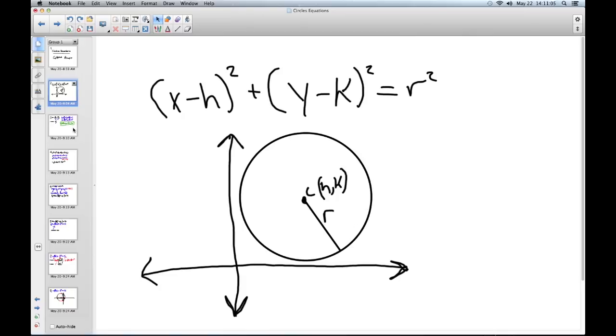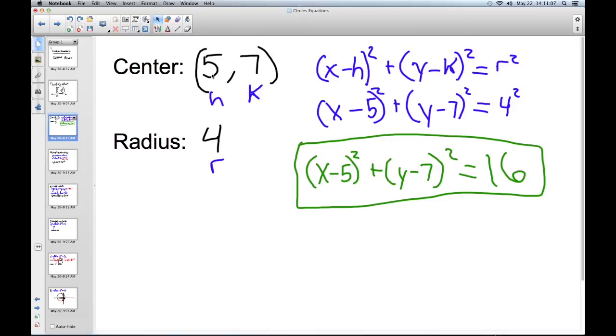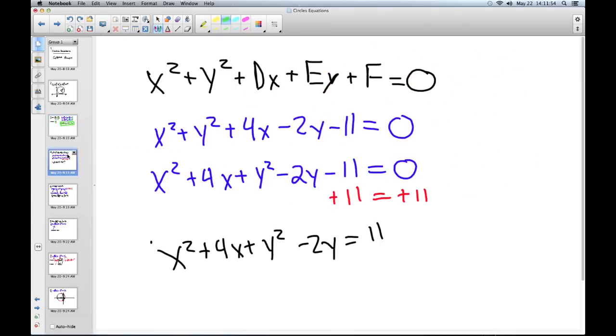And so what this tells us is that if they give us a center (5, 7) and they give us a radius which is 4, we can plug it into this equation to see what the equation of the circle is. And this equation of the circle can help us do a lot of things, which will be explained in the video later.